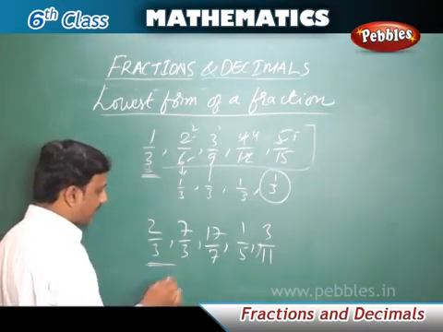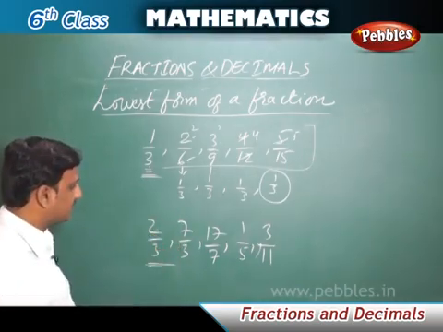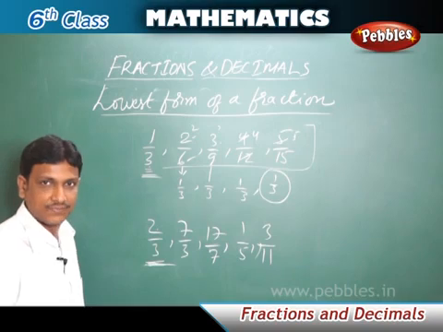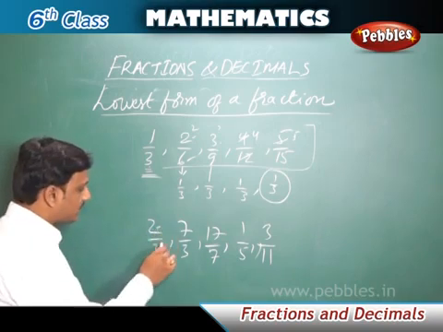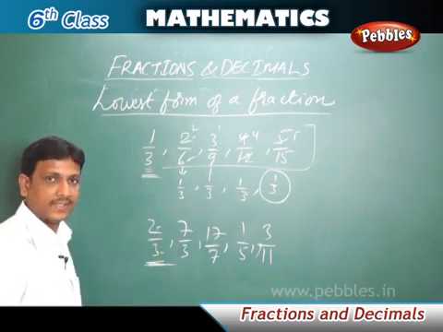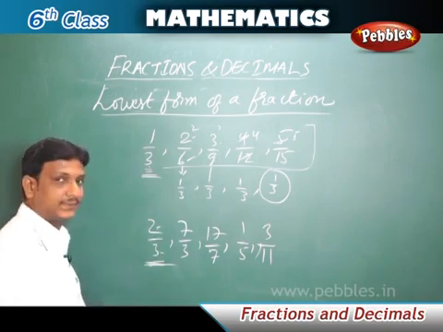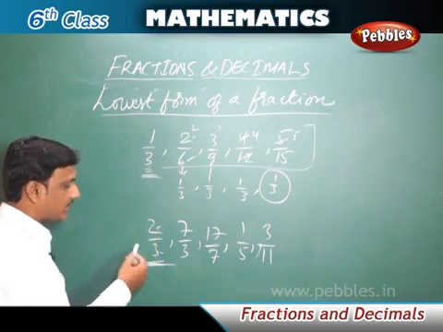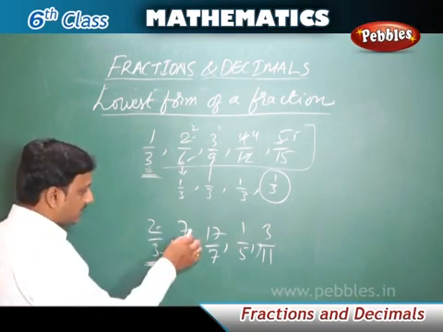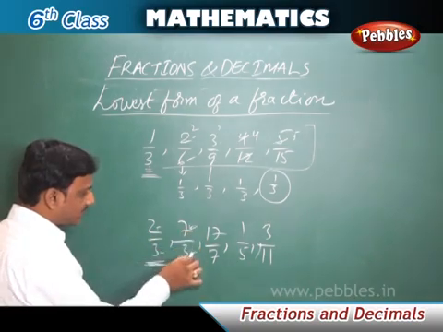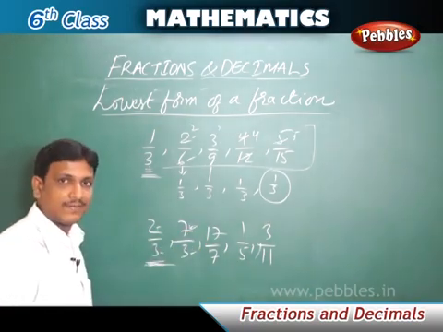But there are some fractions, see 2 by 3. This is the lowest form. This is not having any other simplest form because the numerator and denominator are not divided by any common number. So they don't have any common factor. So 2 by 3 is not having any common factor. Even 7 by 3, in this 7 and 3 are not having any common factor.